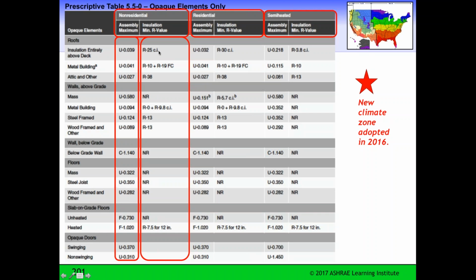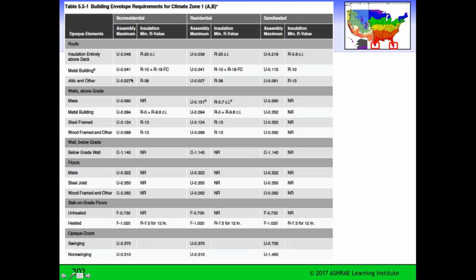So R25, continuous insulation above deck, that translates to a U value of 0.039. And then R38 for attic and other insulation, lay-in insulation below the structural framework, 0.027. So if we go to climate zone 1, you can see the change in values here.